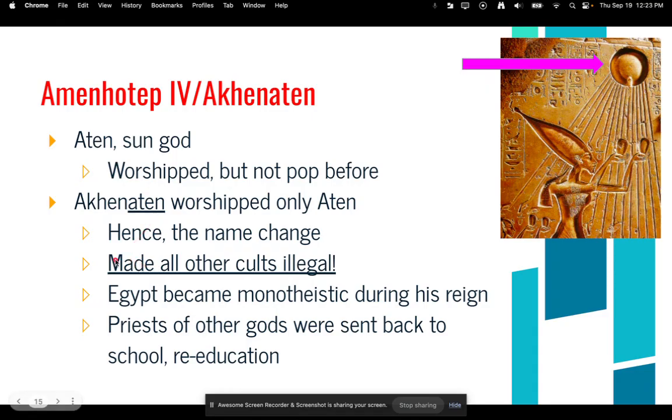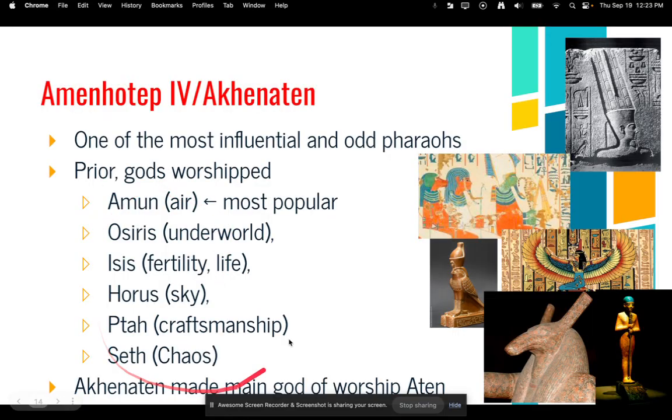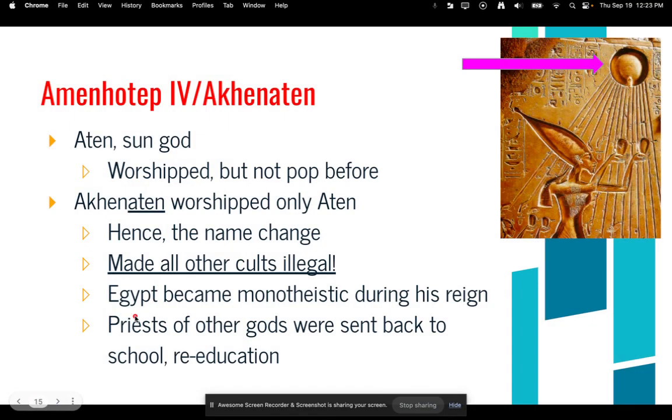So not only did he worship only Aten, he also made all of the other cults illegal. So all of these other gods, no one could worship them anymore. It was illegal. So Egypt became a monotheistic society during his reign. And he was so strict about this that Akhenaten actually sent back priests of the other gods to school to get re-educated so they could only worship Aten.